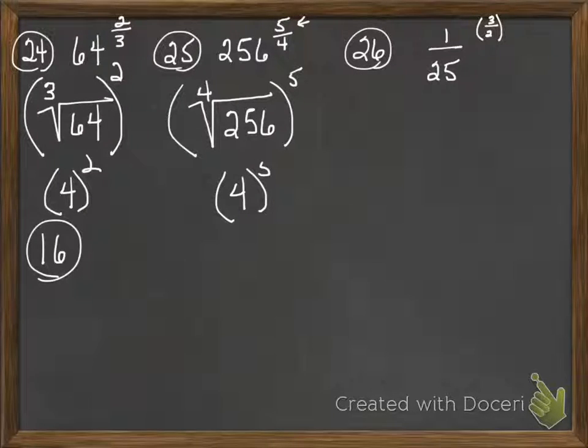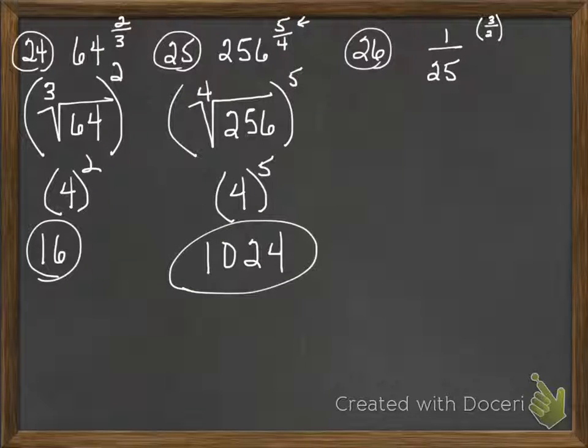And then 4 to the 5th power. That's a big number. We're trying to memorize it. That's going to give us 1024. Again, if you don't have it memorized yet, you can use your orange sheet.